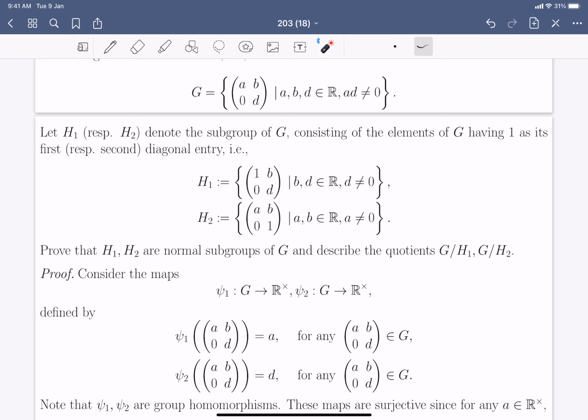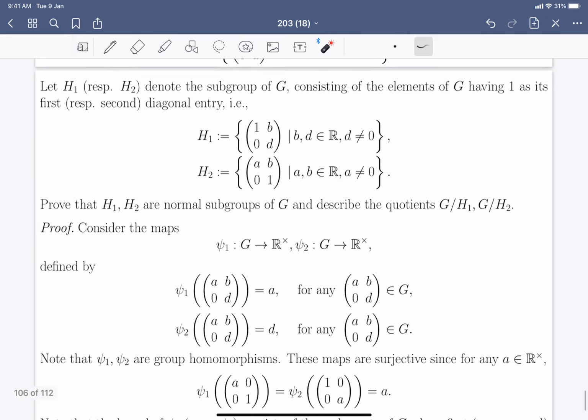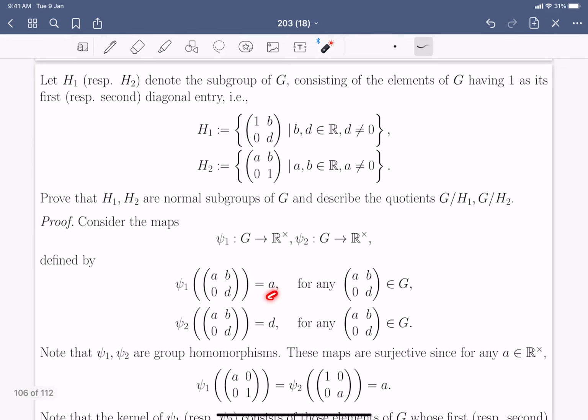We have to make things precise. So here is what we could do. We can define a map psi1 from G to R cross, which sends the matrix AB0D to the real number A. Then, as I was saying, we could look at its kernel. But before that, we need to make sure that psi1 is a group homomorphism. I leave it to you to show that these are group homomorphisms. So we have defined this map psi1, which sends AB0D to A, and this map psi2 sends AB0D to D.